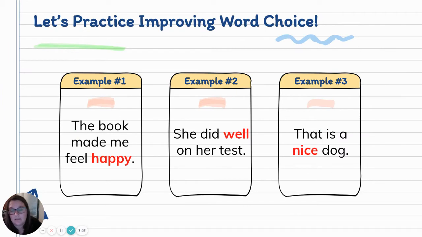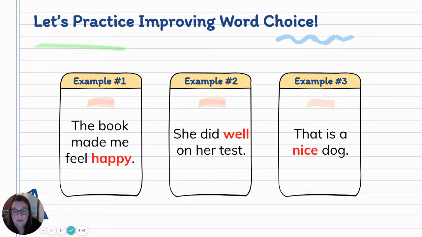So let's practice improving word choice. I have, the book made me feel happy, okay? No, use some figurative language if you want. The book made me feel happy, or could you say, this book was the best book I've ever read in my life. I truly felt like I connected with the characters. I couldn't put it down. Do you see how just adding some more phrases and words make it more interesting?